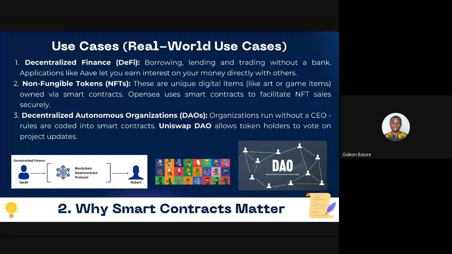Just like how banks do. So for instance, applications like AAVE, you can check it out. I think they even have API endpoints that you can make use of, though I'm not too sure. It lets you earn interest on your money directly, on the money you lend to people, and all of that is done in a decentralized manner. Although I don't really know how the technology works.